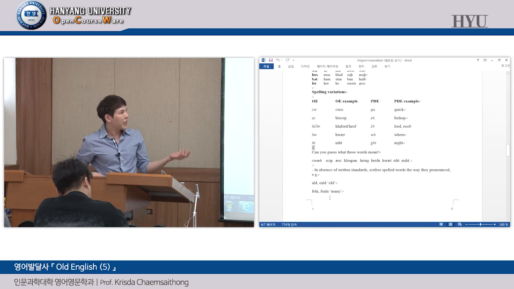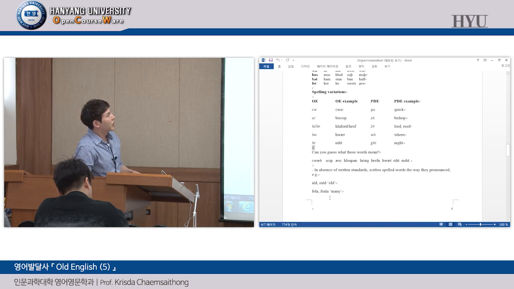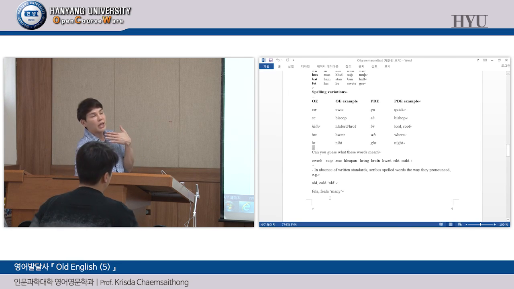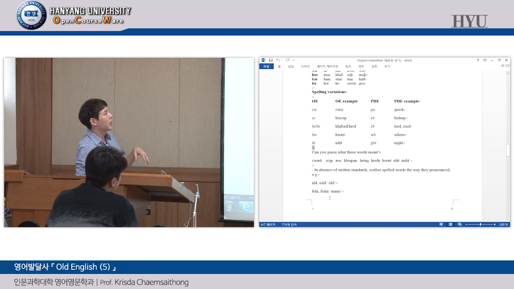Now, spelling variations that you should be aware of include CW. As we know, we don't have a Q in Old English. So CW is QU. So CWIC is QUICK, like that. SC is SH in modern English spelling, but the sound is the same.